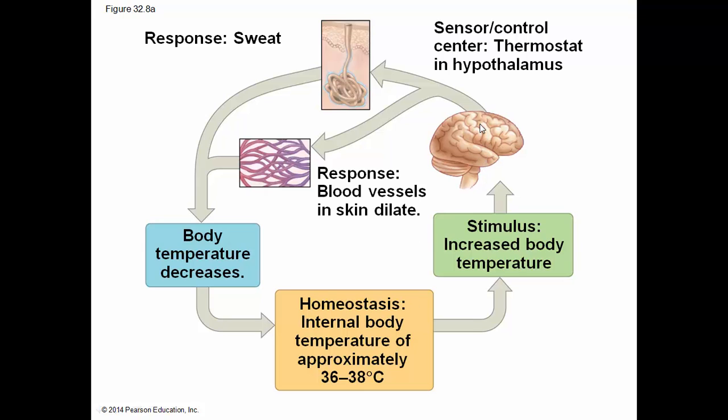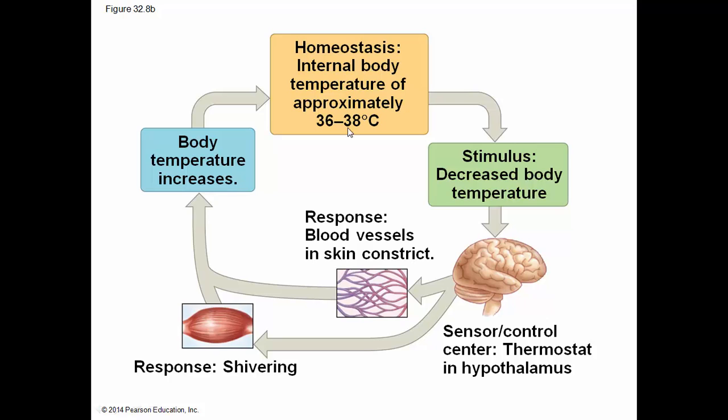Okay, so here we go. Increased body temperature, sweat glands, dilating the blood vessels, body temperature decreases back down to normal. Okay, body temperature decreases. All right, vasoconstriction, shivering, body temperature increases, back to homeostasis.